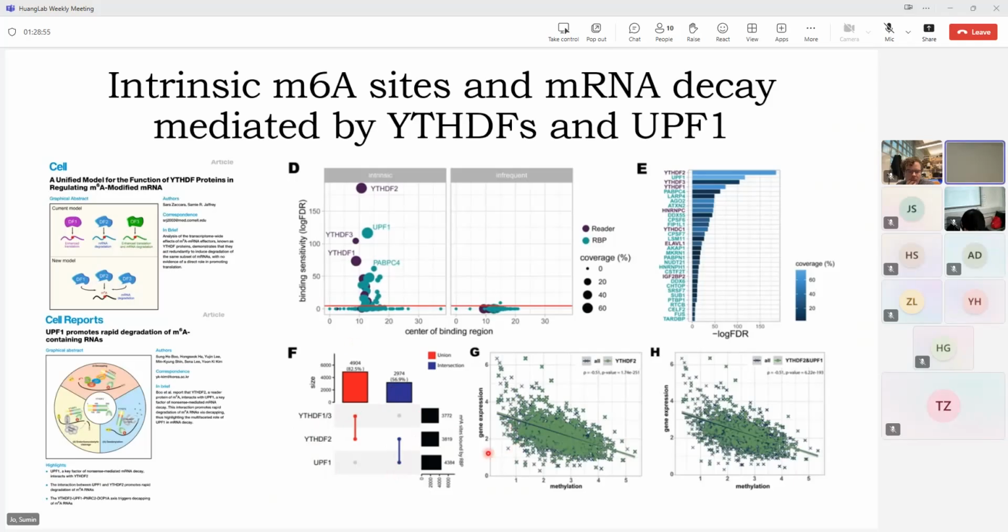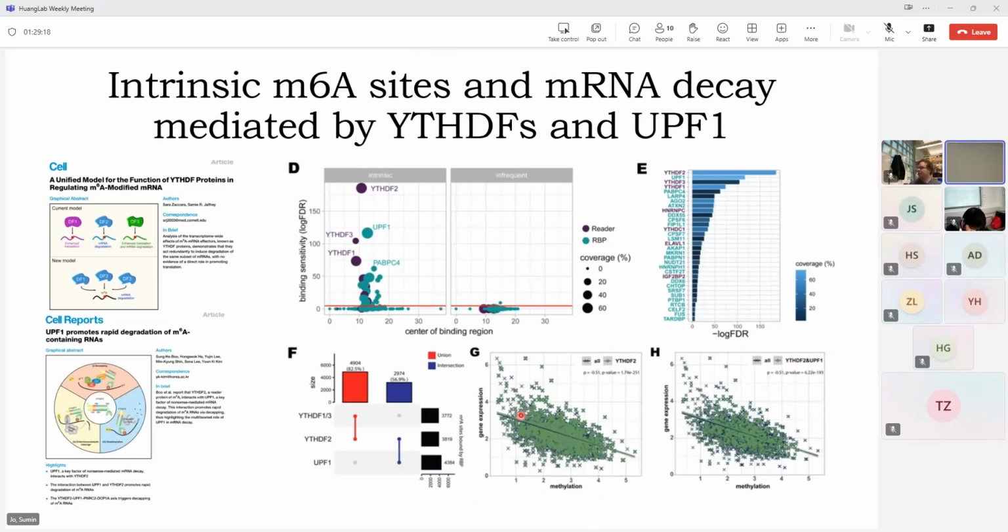What we want to see is whether these findings actually significantly affect the methylation and gene expression and their correlation. We checked the regression between the expression and methylation, comparing all the M6A sites versus sites bound by DF2, and also sites bound by both DF2 and UPF1.